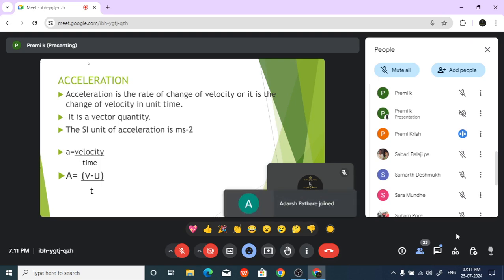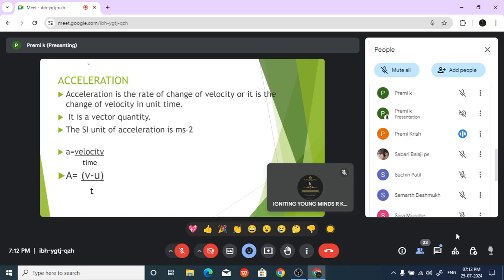Let us see acceleration. Acceleration is the rate of change of velocity, or the change of velocity. This rate of change means it is something divided by time. Acceleration is the change of velocity in unit time. It is also a vector quantity. The SI unit of acceleration is meter per second square. Why is it meter per second square? We know velocity divided by time. The unit of velocity is meter per second, and when we divide it again by time, it becomes meter per second square.